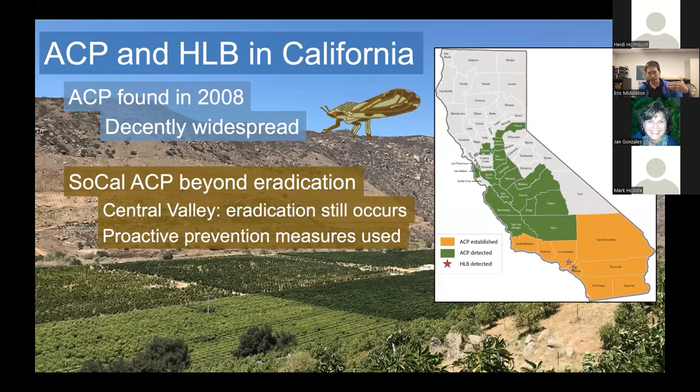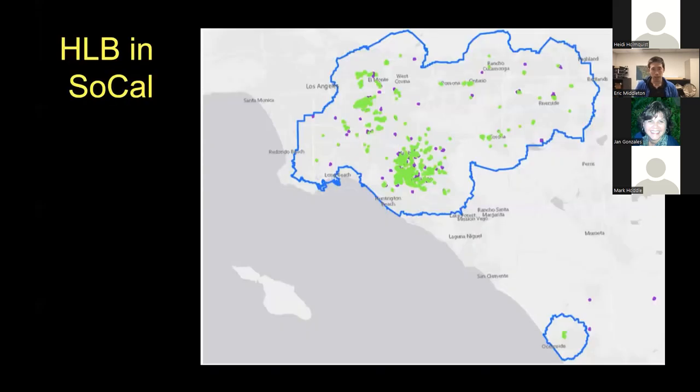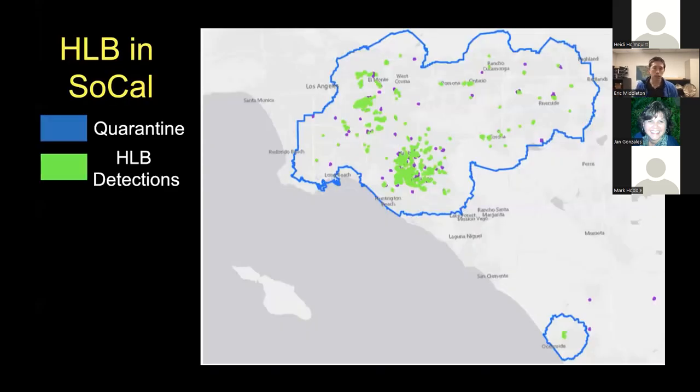In the Central Valley, eradication can still be used, and proactive prevention measures are still being used there to try to make sure that the psyllid itself doesn't become established. Unfortunately, also, relatively soon after ACP was found, HLB has been found in the state starting in 2012. And that's mostly around Los Angeles and Orange County areas. Unfortunately, so far, it has not yet become a widespread issue. And so in terms of where it is, looking at the disease itself in Southern California, the areas in blue are quarantine zones.